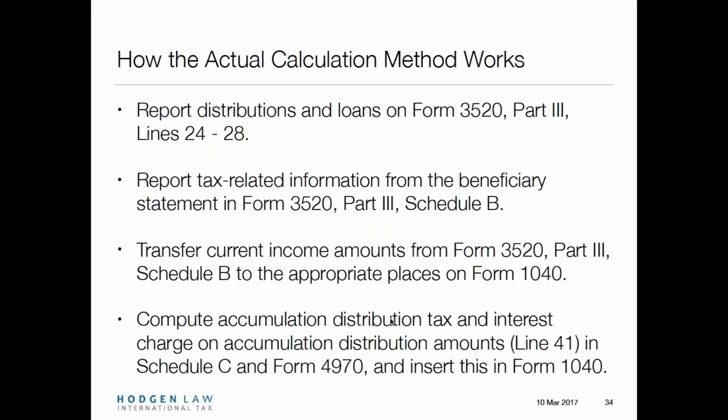The actual calculation method works like this. Step 1, you report the calculations in that section of the Form 3520. Then you flip over to the next page of Form 3520 and you report the tax-related information in Schedule B. You take all of that to the places that the Schedule B instructions tell you to take it onto the Form 1040, and then you compute your accumulation distribution tax at the bottom of that page of Form 3520 in Schedule C. Once you've got the tax and the interest rates, then you take that number and you flow it over to Form 1040.